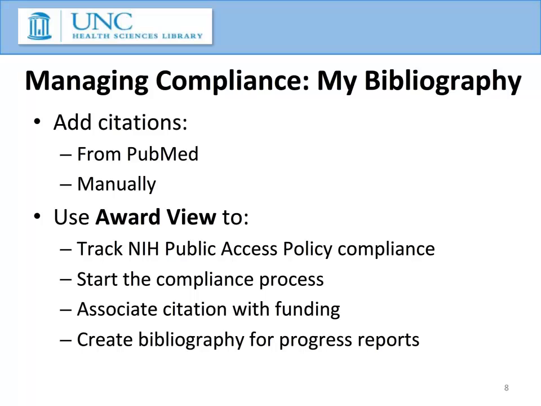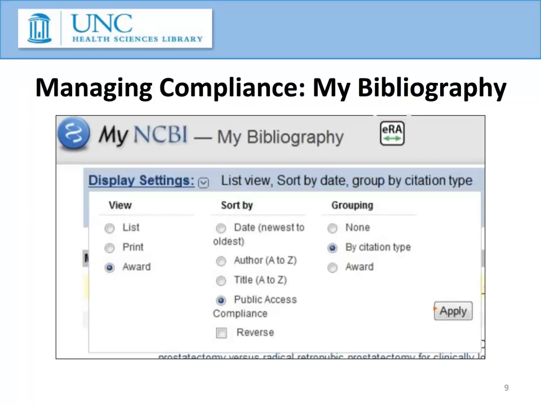The award view can be used to track your paper's compliance with the public access policy and start the compliance process for those publications that are out of compliance. You can also associate grants with citations and create a bibliography for your progress report. This is a screenshot of the display settings where you can switch to the awards view. To switch to the awards view, go into your bibliography, click on Display Settings, and then under View, choose Award, then click Apply. Notice the ERA Commons logo at the top. This indicates that this MyNCBI account is linked to an ERA Commons account. If this linkage has not occurred, you will not be able to see the option to switch to the awards view.